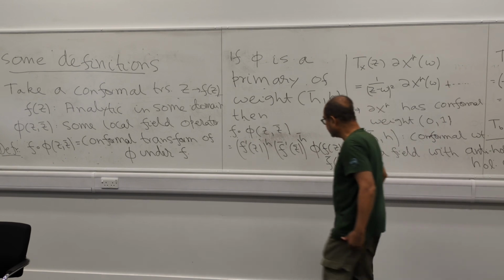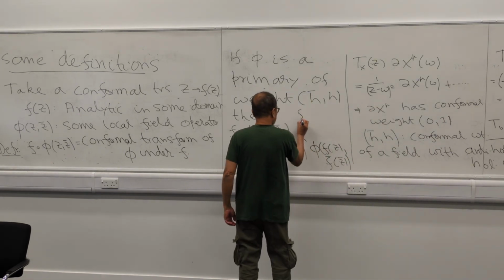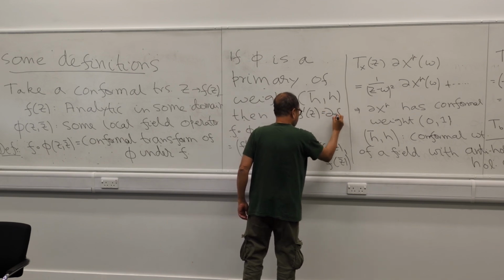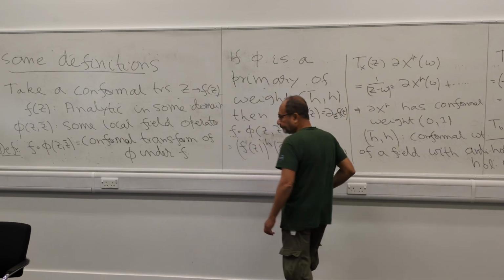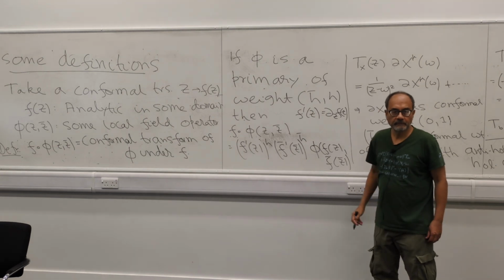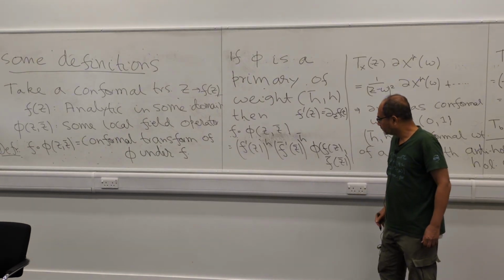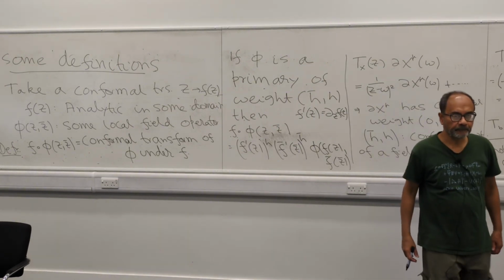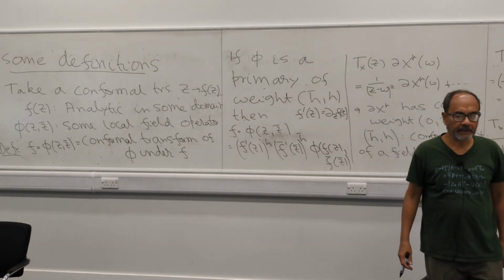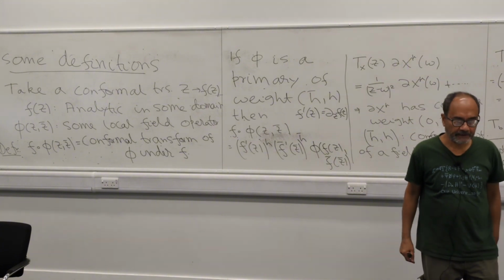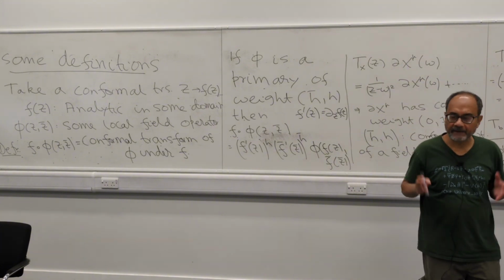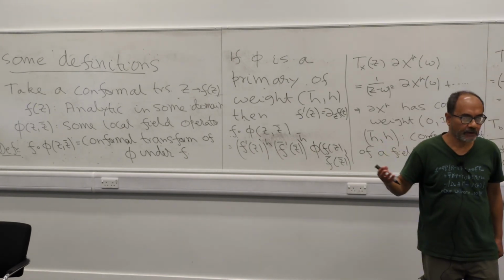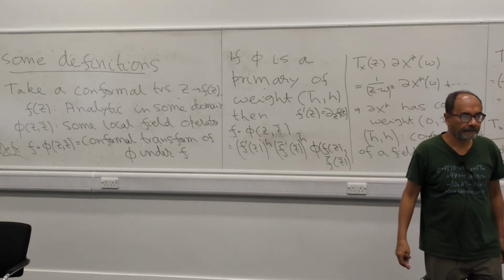Prime is derivative, yes. So f prime of z is del z f of z. Thank you. Yes, f bar prime is del z bar of f bar of z bar. If f is i z, then f bar of z bar is minus i z bar. That's what you have to take the derivative of.